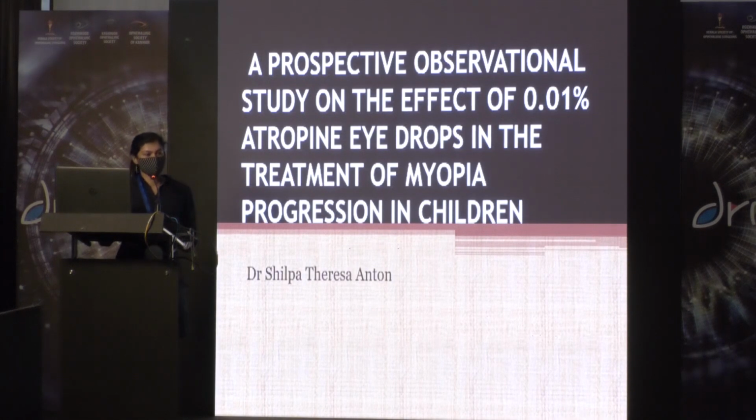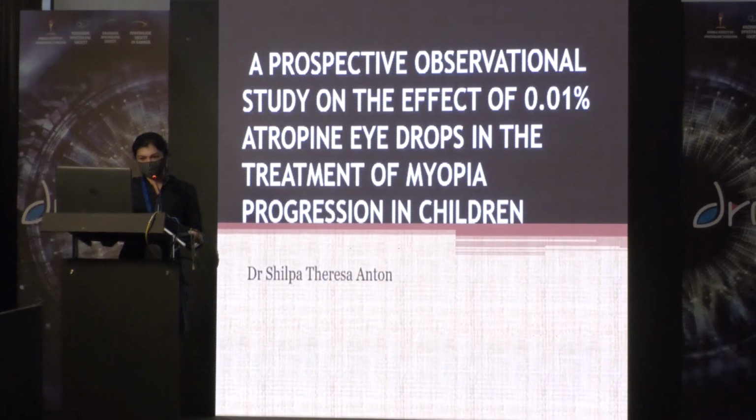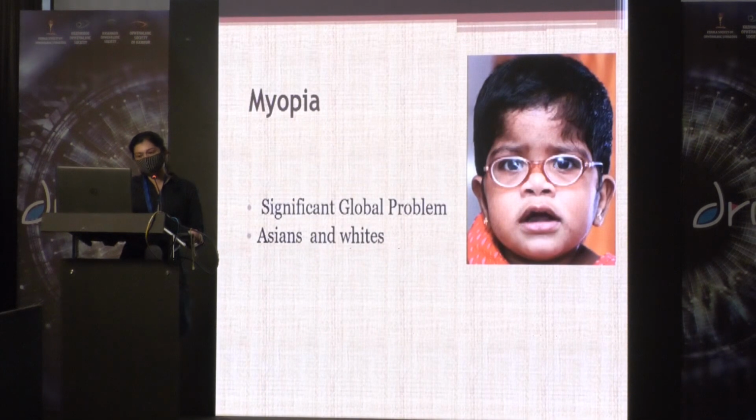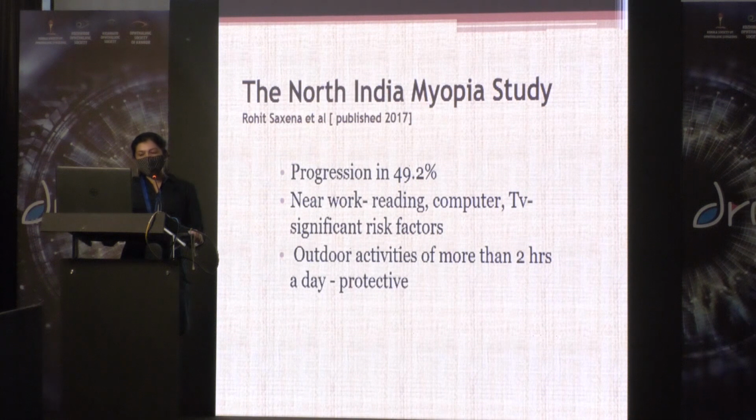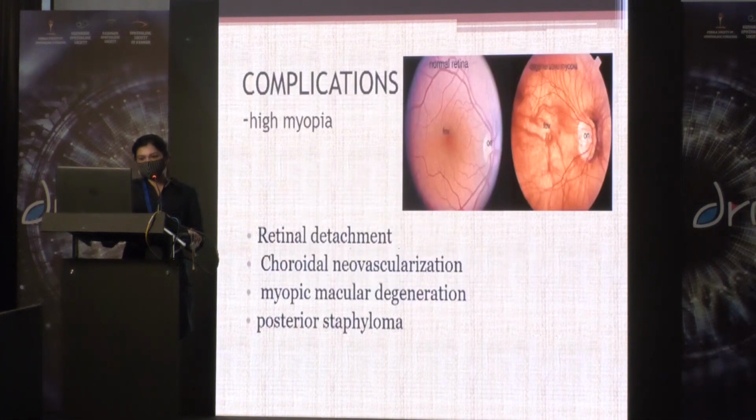Good morning, everyone. The title of my paper is A Prospective Observational Study on the Effect of 0.01% Atropine Eye Drops in the Treatment of Myopia Progression in Children. Myopia, as we know, is a significant global problem, and its annual rate of progression was found to be about 50%. High myopia is associated with many sight-threatening complications.